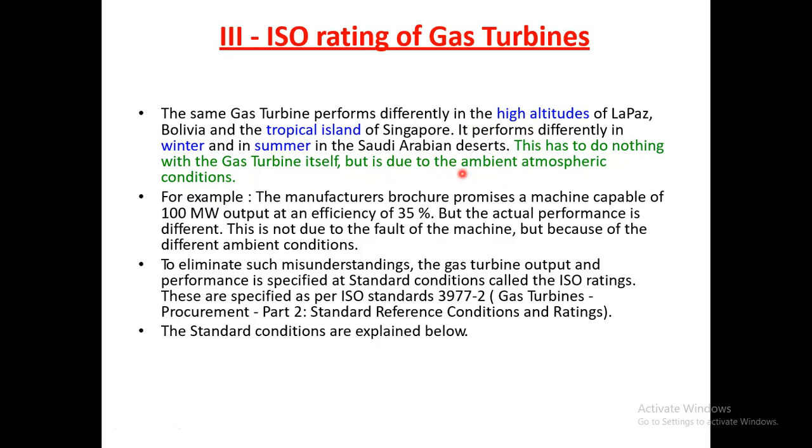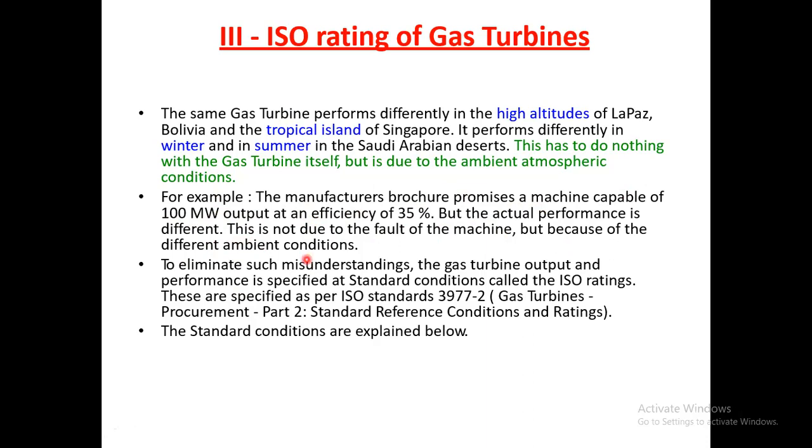Ambient condition means the normal, permissible limit of temperature for a device or system. For example, the manufacturer's brochure promises a machine capable of 100 megawatt output at an efficiency of 35%. This is the claim produced by a company, but actual performance is different. We all know that the practical scenario can differ from what is declared. This is not due to a fault of the machine, but because of different ambient conditions.